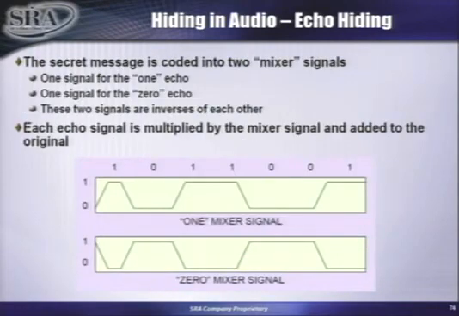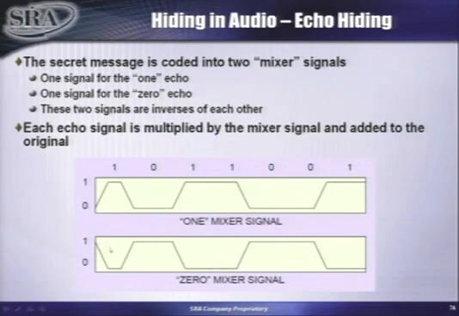And then the secret message controls the mixer. And these are the mixer signals. And we'll see the graphic in a minute. I think it'll make it a little bit clearer. But then as your message comes in as a 1, basically the 1 mixer signal turns on and the 0 mixer signal turns off. And as your message is a 0, then that one turns off and that one turns on.